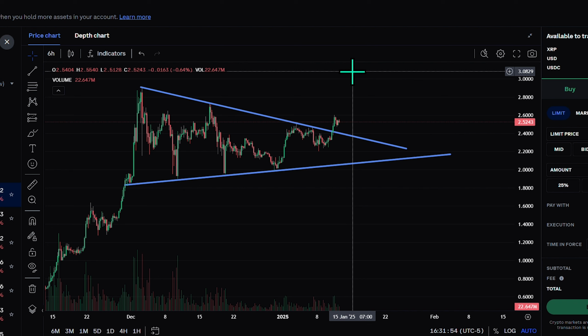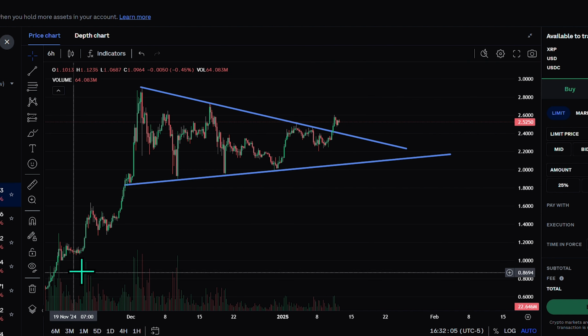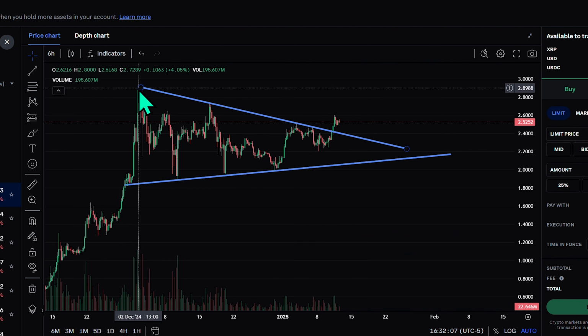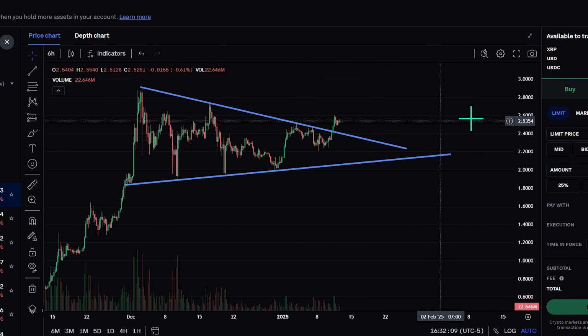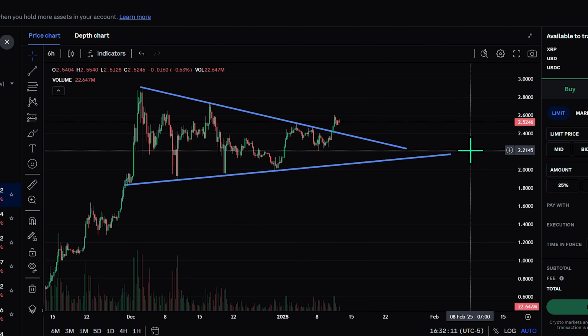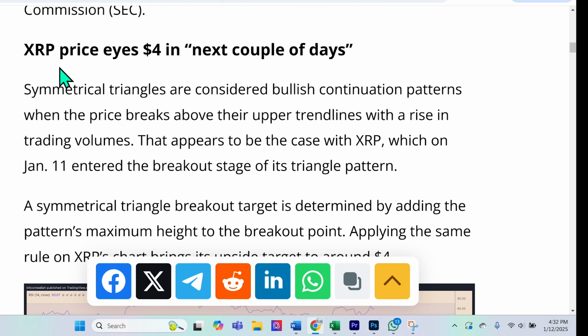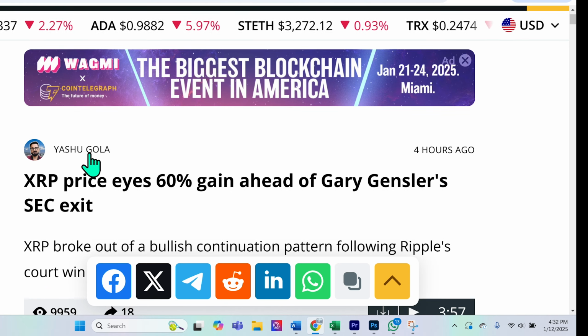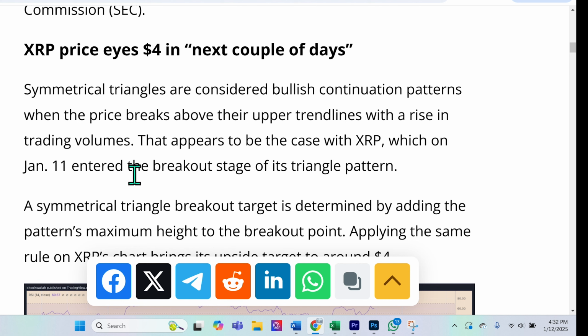Obviously, if you're more conservative, you're going to say, I'm not looking to get close to the $3.40. I'm looking for $3.20 or $3.15. By the way, there's so many ways to chart this up. I'm just showing you one small piece of the picture, which is a symmetrical triangle. And the reason I'm doing that is because you can see here on Cointelegraph, they're mentioning that XRP price eyes $4 in the next couple of days, in quotation marks, because of symmetrical triangles.